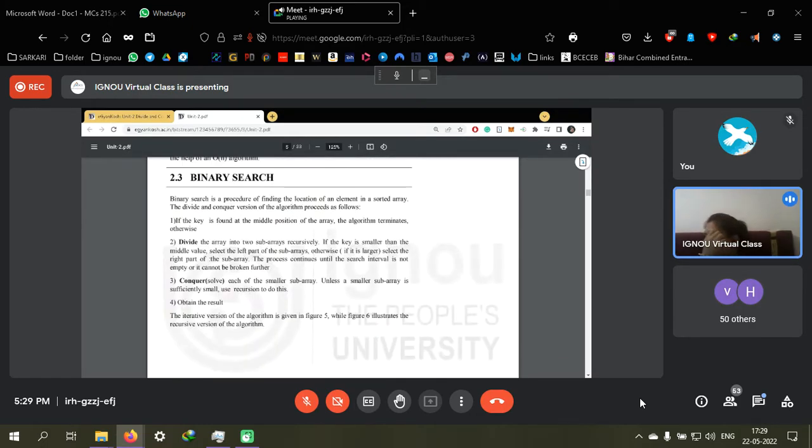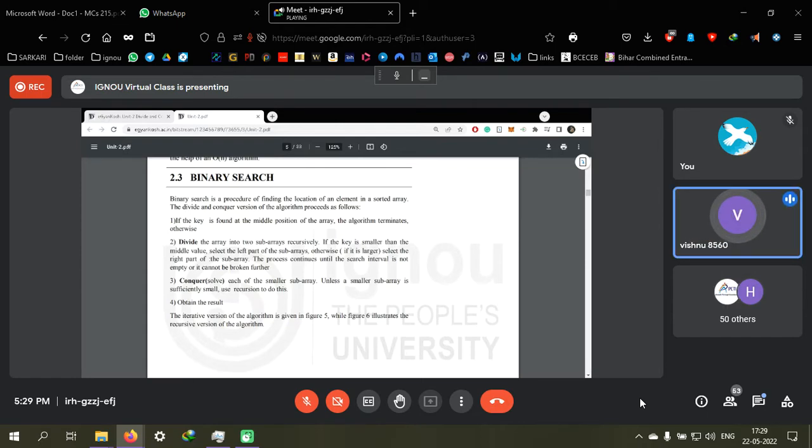So let's start binary search. We already discussed the linear search. What do you mean by linear search and how is it different from binary search? Which search is better, binary search or linear search? I think binary search. Okay.